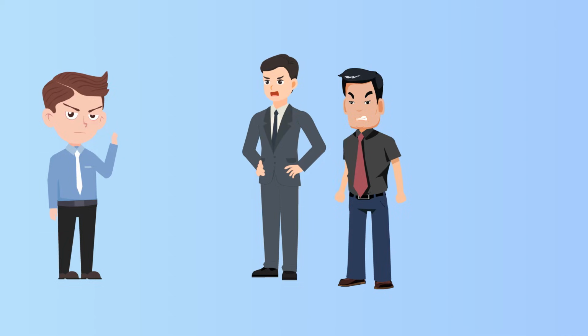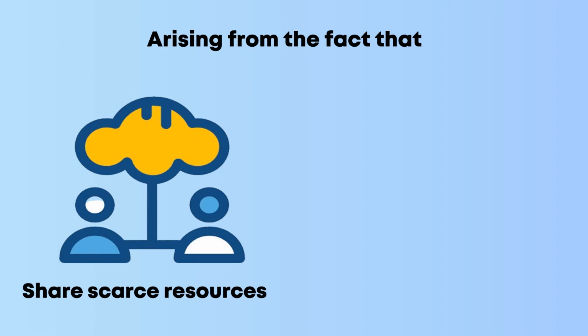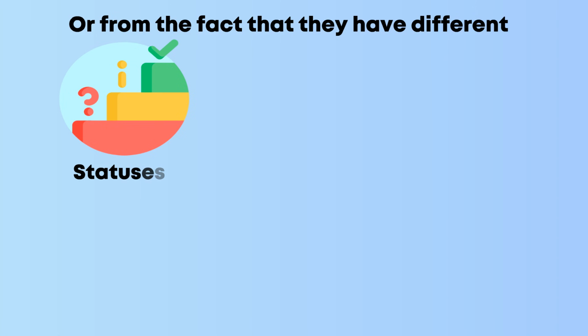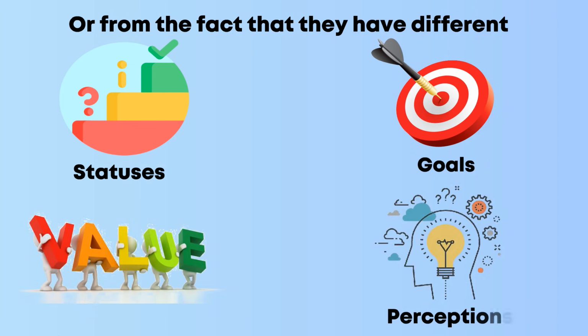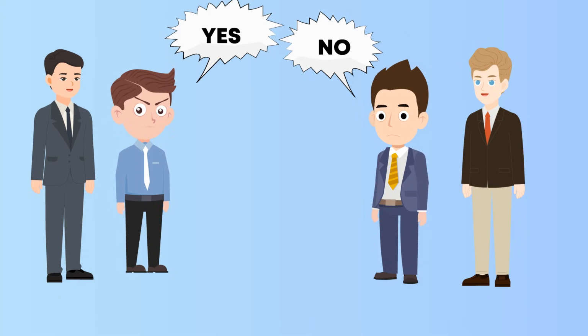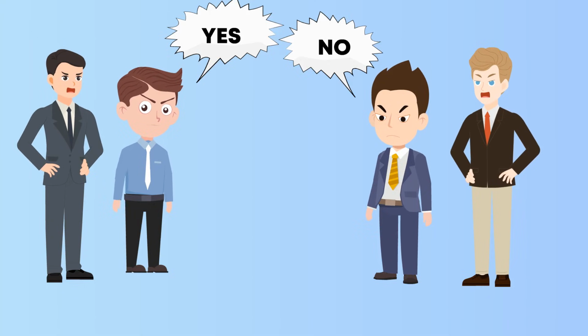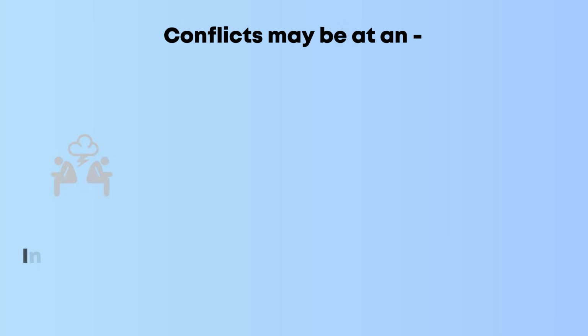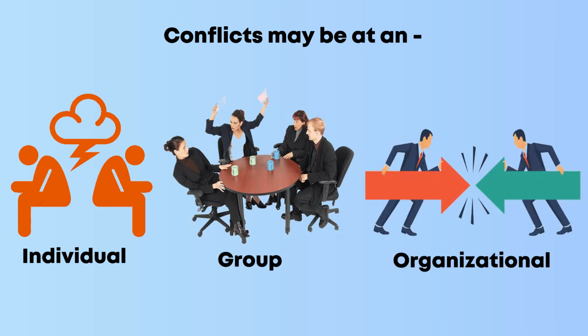Organizational conflict is a disagreement between two or more organizational members or groups arising from the fact that they must share scarce resources or work activities, or from the fact that they have different statuses, goals, values, or perceptions. Organization members or subunits in disagreement attempt to have their own cause or point of view prevail over that of others. Conflicts may be at an individual, group, and organizational level.